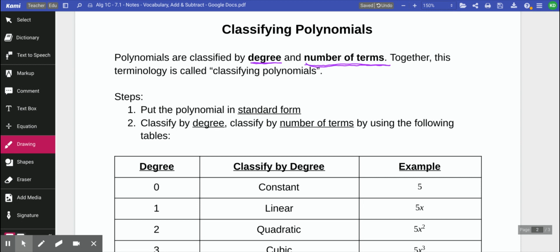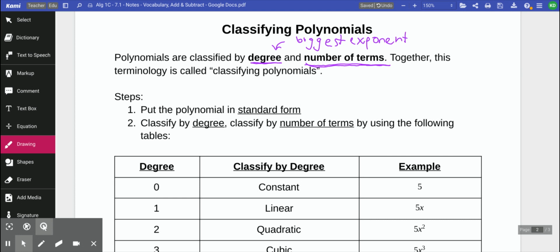So degree we talked about. That has to do with the biggest exponent, right? So we're just going to write that here, biggest exponent. And the number of terms, right? So I said before, we need to know what a term is so we can count the terms. This is why. So together we call this classifying polynomials, and there's going to be two tables.